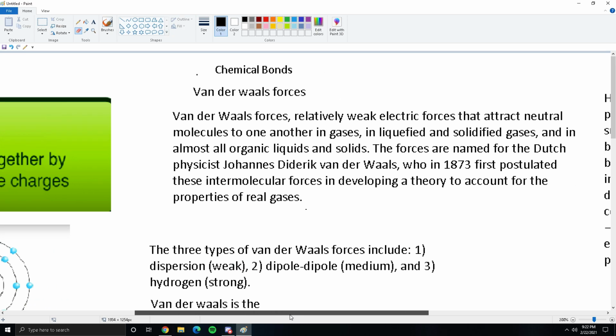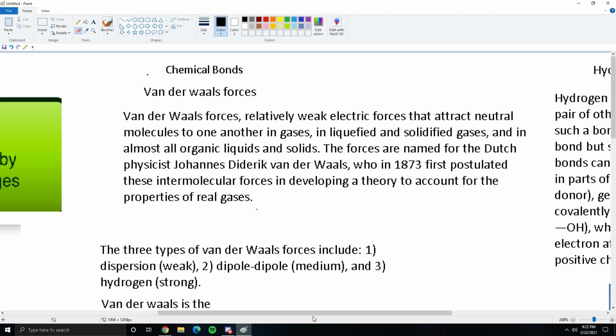Van der Waals forces. Van der Waals forces are relatively weak electric forces. This is the weakest force out of all of them. It's the weakest of the electric forces that attract neutral molecules to one another in gases, in liquefied and solidified gases, and in almost all organic liquids and solids. The forces are named for Dutch physicist Johannes Diderik van der Waals. You can see this bond is named after his name.